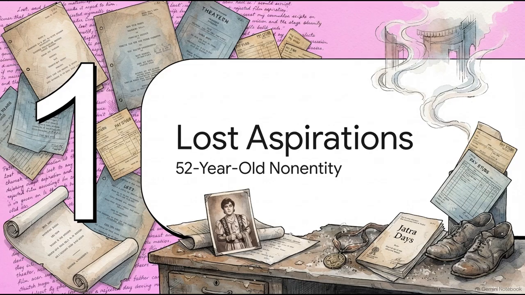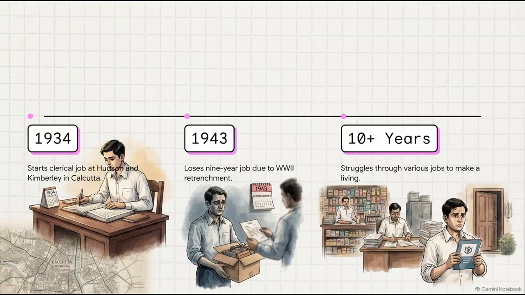The 52-year-old non-entity. So when we first meet Patol Babu, he's 52 years old, and let's be real, life hasn't exactly gone the way he planned. The text paints a picture of a guy who has just faced setback after setback. Looking at this timeline, you see a man who's defined by hard work but severely plagued by bad luck.